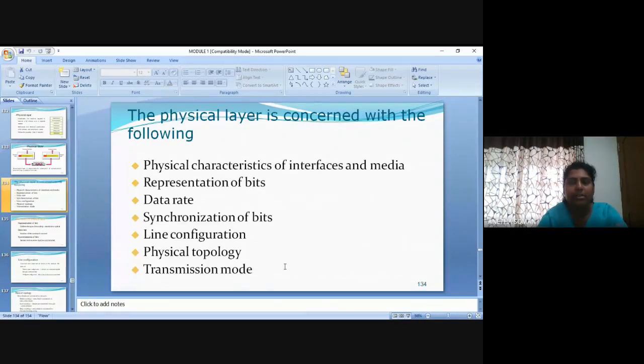Whether the sender and the receiver should be synchronized. What is the line configuration? Whether it is a point-to-point connection or a multi-point connection. Now, what topology do I have to select? Whether it is ring, star, or mesh. And what mode do I have to select, whether it is half duplex, full duplex, or simplex. So all these things are decided by the physical layer.